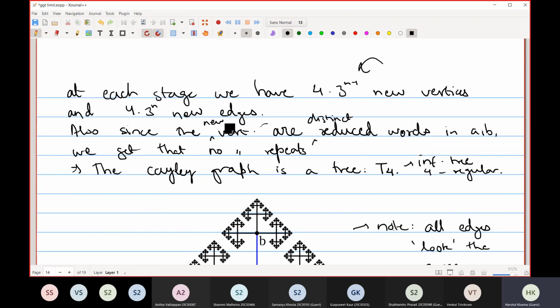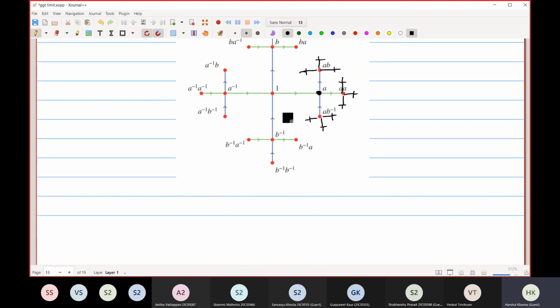And now note that Cayley graph vertices are essentially your group elements, right? And whatever words you are getting are reduced words. So for B, suppose your word ended in B, that will go to your A. This will be ending in BA.